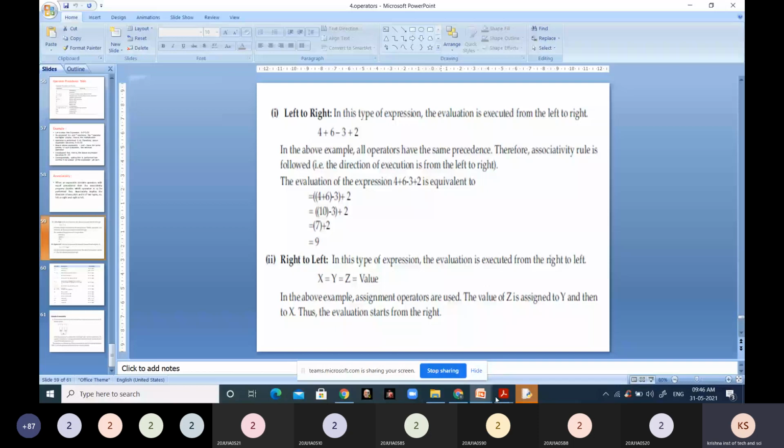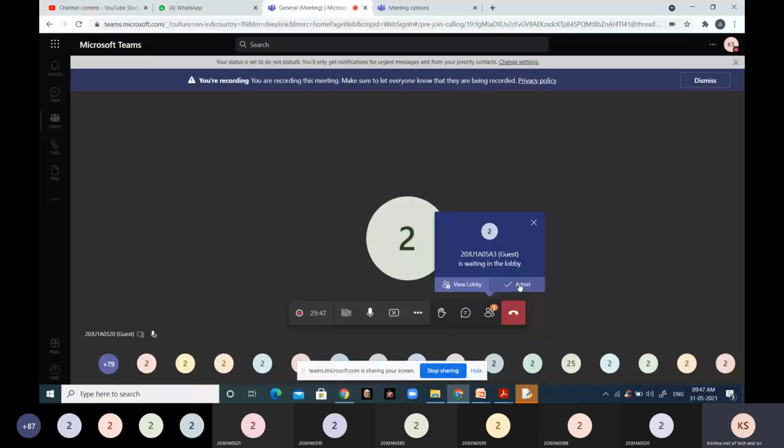So this is the topic of operators, operator precedence and associativity. The next topic is data types.